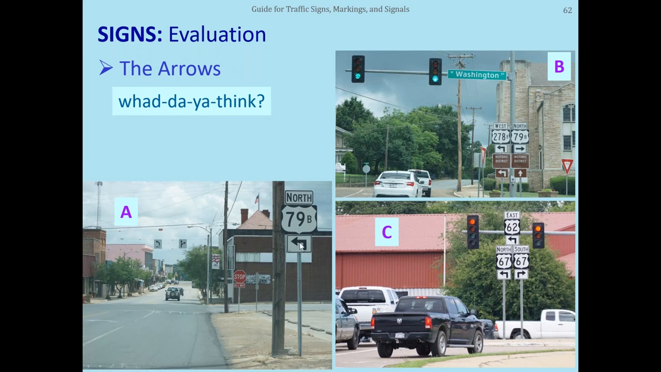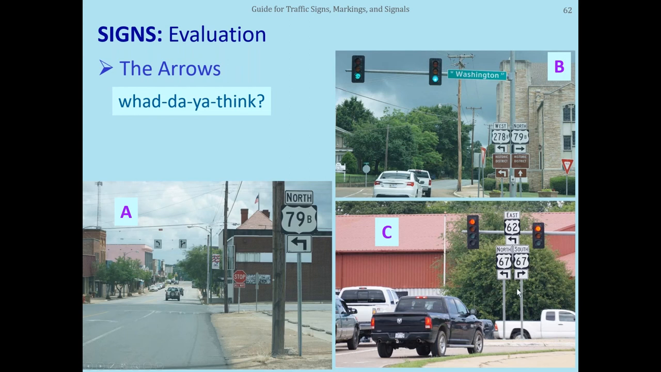A, an arrow with a stem, and we're about one half of a block in advance. So this is a correct application. You're still driving down the road some distance before you turn left to follow the route. B, right at this intersection, you turn right to follow 79B. But you do proceed some distance ahead before you turn left to follow 278B. So again, a good application.